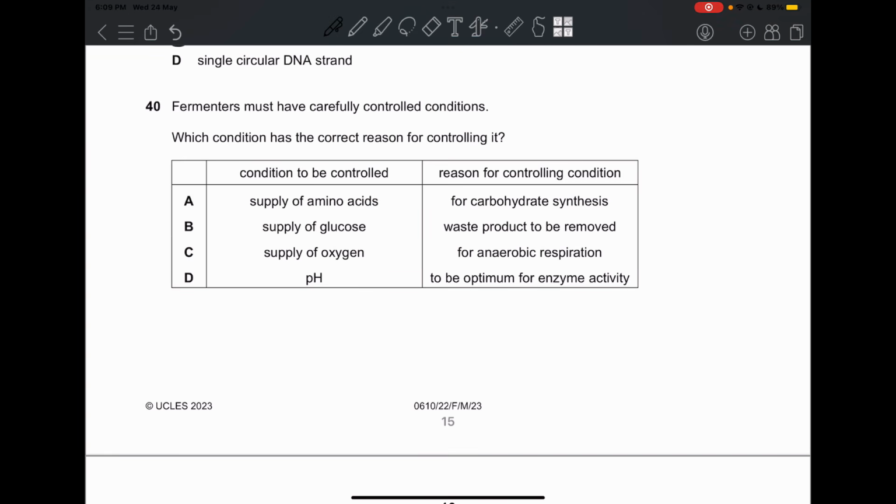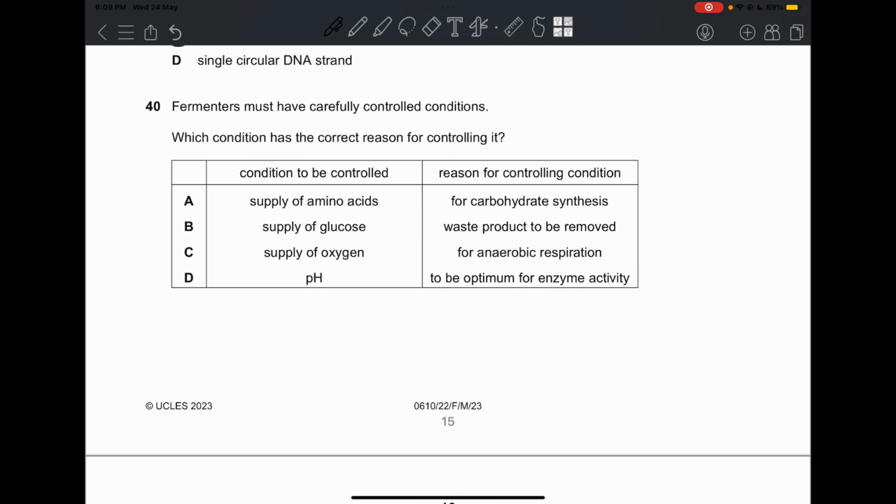Now, B says supply of glucose, waste product to be removed. This is incorrect because glucose is not a waste product, and this is actually what we are collecting from the fermenters. C, supply of oxygen for anaerobic respiration. This is incorrect. Anaerobic respiration is respiration that occurs without oxygen being present, so this is also incorrect.